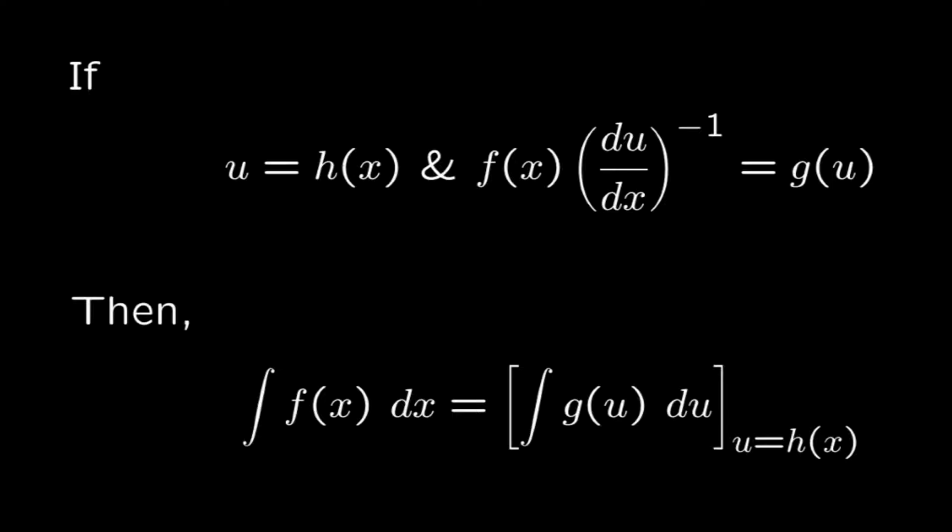In the condition, u can be an arbitrary function, as long as f of x times the reciprocal of the derivative is a function of u. However, we usually use this method with u being part of the expression of f of x. For example, suppose f of x is complicated, but with u substitution, f of x times the reciprocal of the derivative may become a relatively simpler function of u, so that the integral in terms of u is doable. Then, the theorem suggests that we will be able to reach the solution via computing the integral on the right-hand side of the equation.